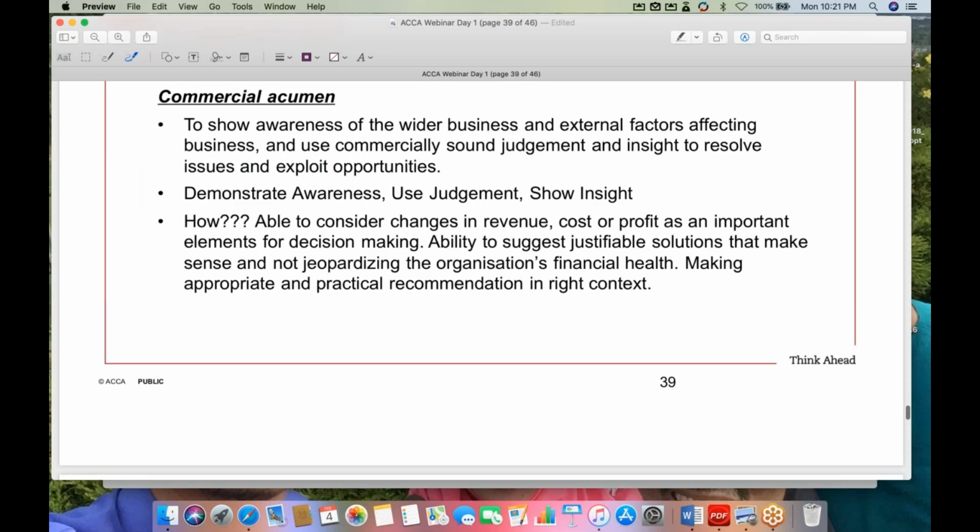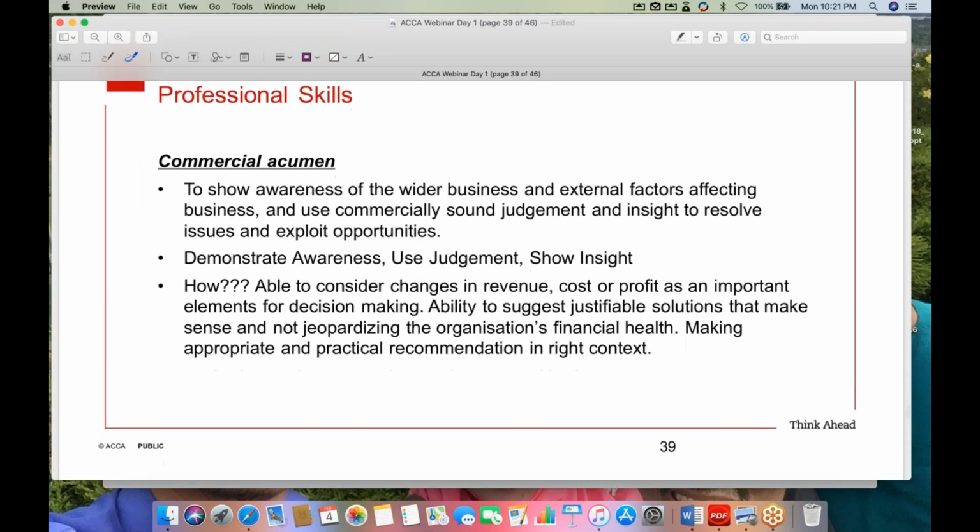What do you have to do in order to demonstrate this commercial acumen? What does it mean to show awareness of the wider business and external factors affecting business? What does it mean to use commercially sound judgment and insight to resolve issues and exploit opportunities? What is it? How do you think you are able to demonstrate this?